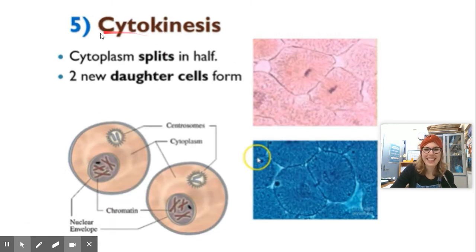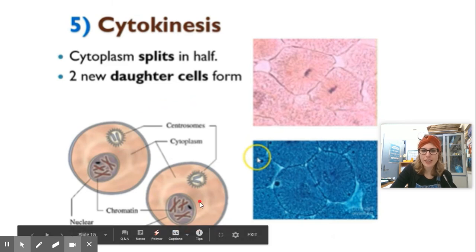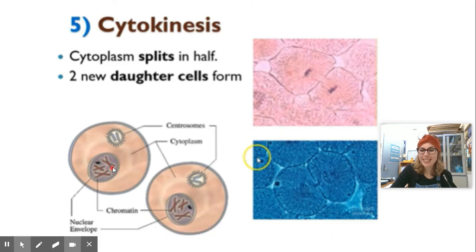And then finally, we have the last step of mitosis, and that is cytokinesis. If we think about what that word means, cyto is referring to the cytoplasm, and it literally means the cytoplasm is splitting in half. And we can see that here as the cytoplasm splits in half. We now have two cells, two identical cells that have been formed. What do we call these identical cells? We call them daughter cells. And now in each daughter cell, we can see each with their own nucleus and their own set of DNA.